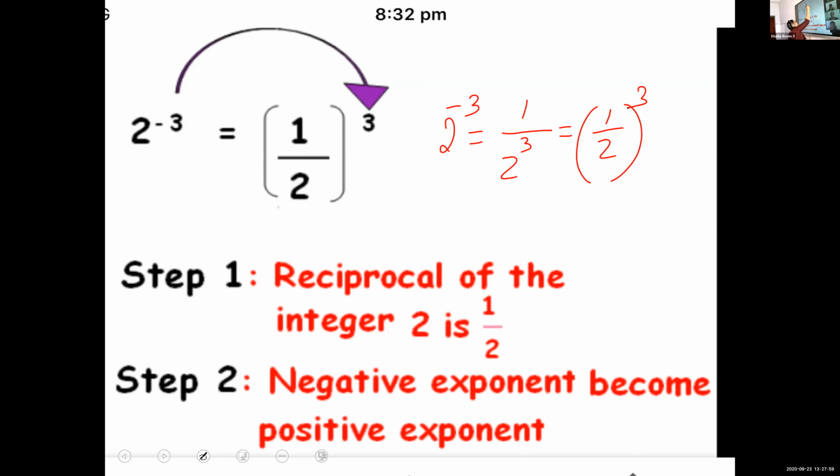We are writing the reciprocal of the base, then changing the sign of the exponent. So the steps are: the reciprocal of the integer 2 is 1 by 2, and the negative exponent becomes a positive exponent. These are the two steps to change a negative exponent. First of all, write its reciprocal, then change the sign of the exponent. Nashura, understood?